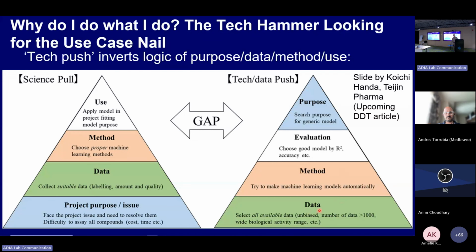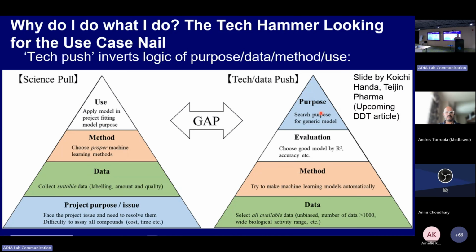You use data that was not generated for the right purpose, not the right chemicals tested, for example. And then the machine learning method is not tailored to the data or the use case. The evaluation metric is generic, so also not tailored. And then you're looking for the purpose, right? And that is actually now published, that Drug Discovery Today article.